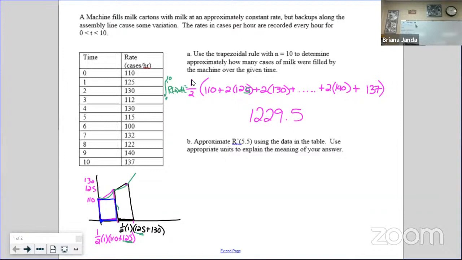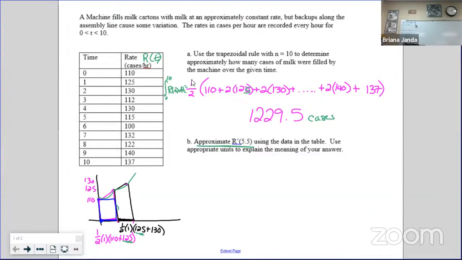Okay, so think about what we just found. This is actually kind of ahead of where we're going to be, because this is really a discussion that happens later on. But if I were to label this, it says determine approximately, oh, I guess it says in there how many cases of milk were filled. So approximately this many cases. Okay. And then it's asking us to use a table of data. Pay attention to what your data is. This is R of t, and they're asking me to approximate for the derivative of R.